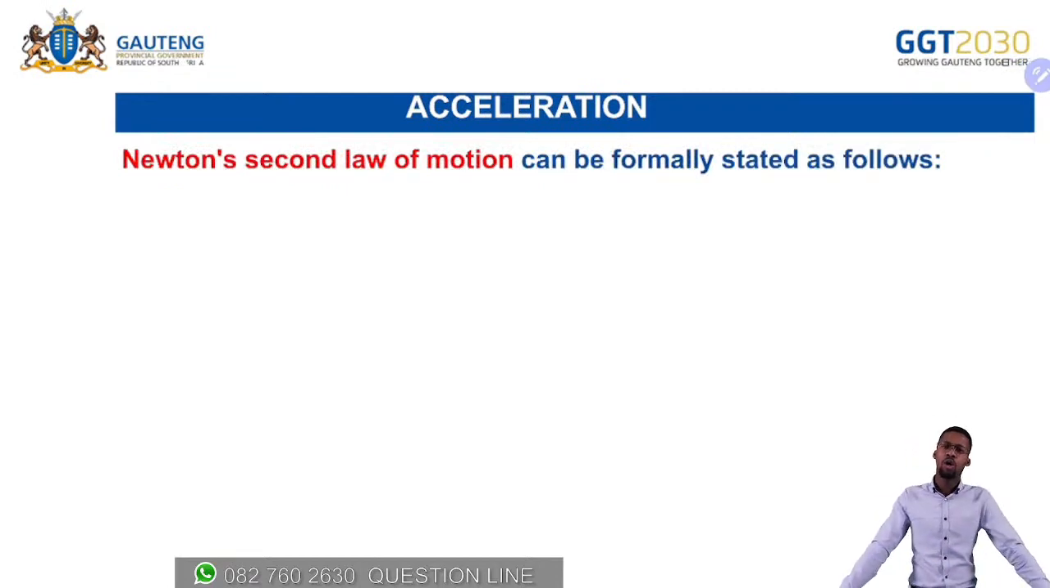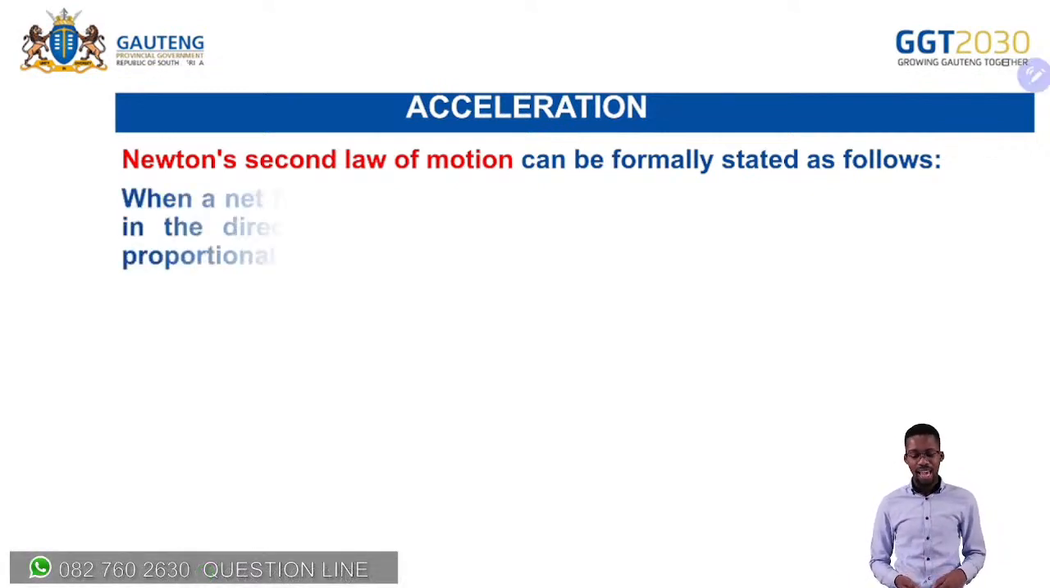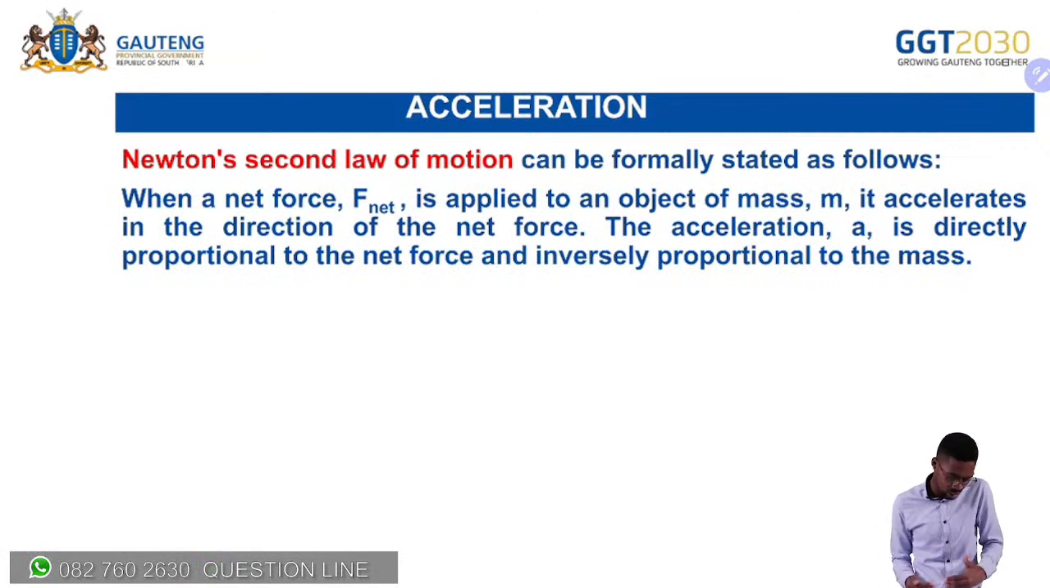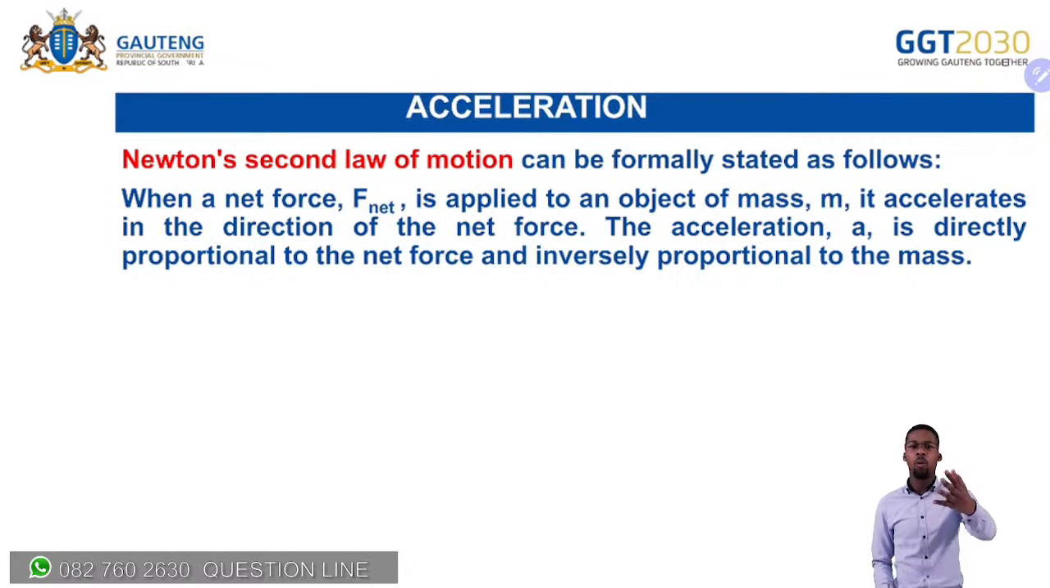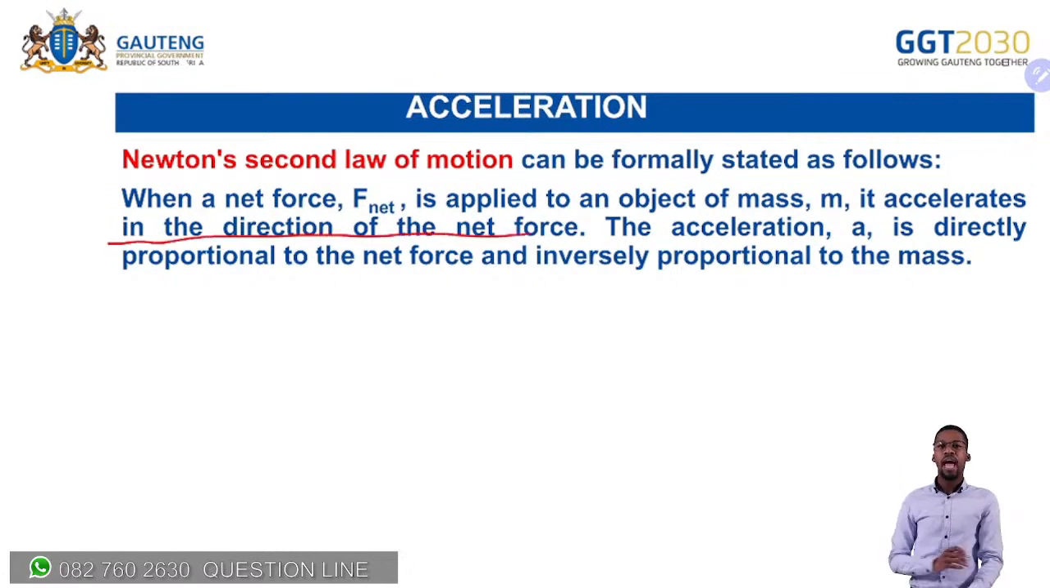Let's talk about Newton's second law. How should we define Newton's second law? We should define it as: when a net force acts on an object. That is very important. When the net force acts on an object, the object will accelerate in the direction of the force. When she pulled me towards her, I moved towards her. So when the net force is exerted on an object, the object will accelerate in the direction of the net force. And what are we saying?